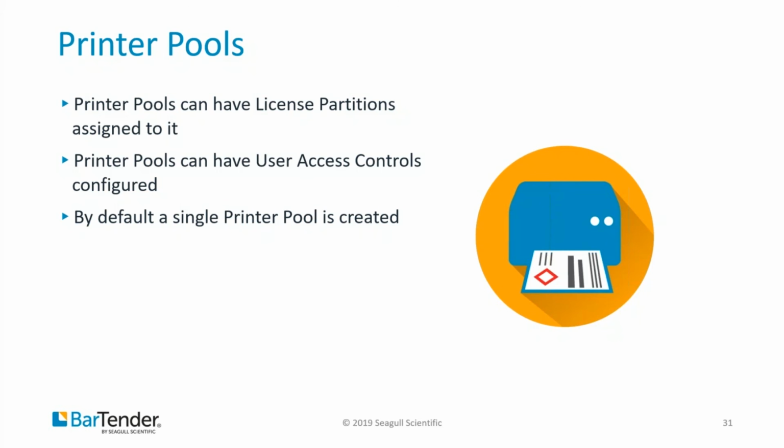So printer pools can also have user access controls assigned to them. So we can say, this department can use that pool, this department can use this pool, etc. And also, like our partitions, by default, we always have a single printer pool created.